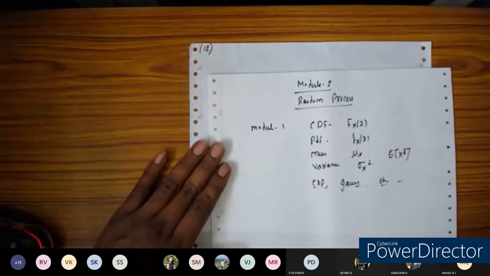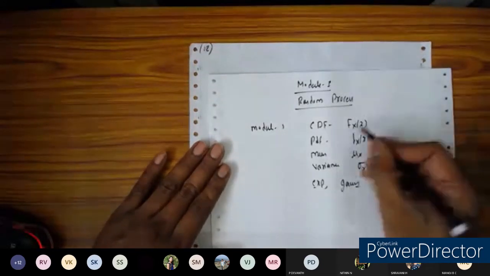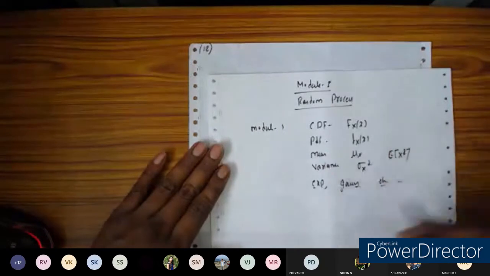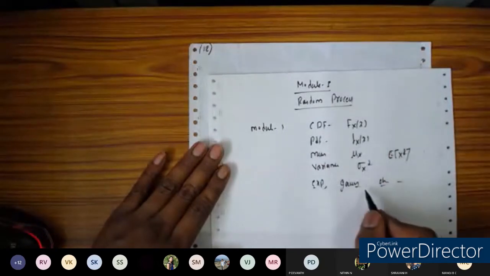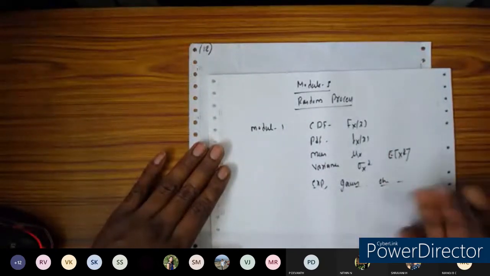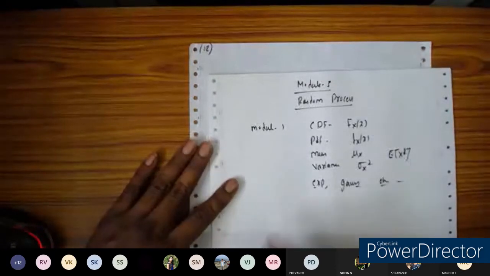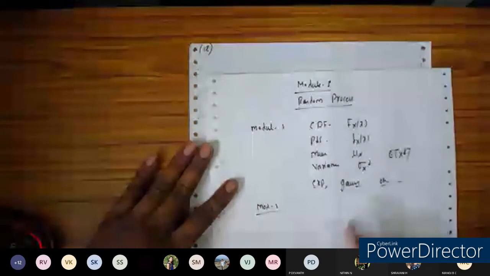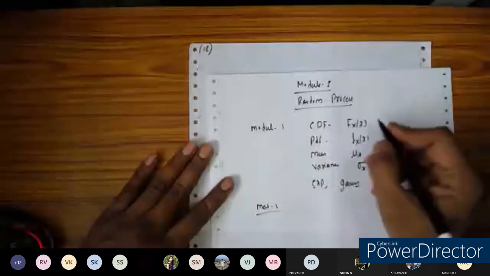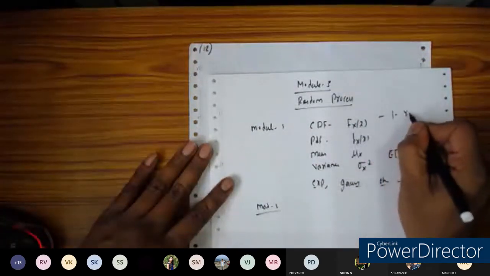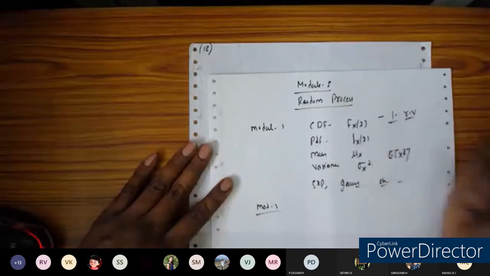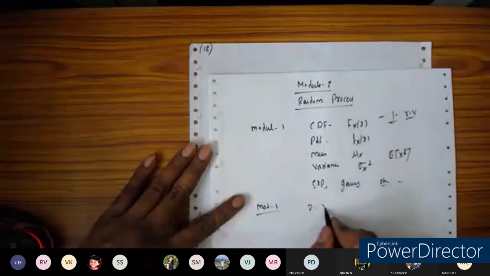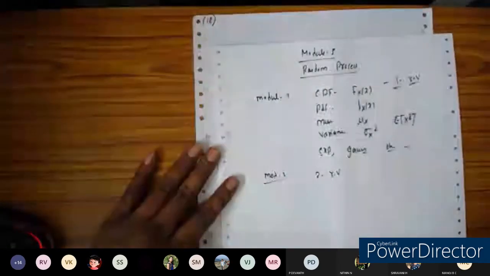Okay, so that is for the single random variable. We have seen the CDF, PDF, mean, variance, the exponential random variable, Gaussian random variable, characteristic function, and many more concepts in module 1. Similarly in module 2, we repeated the same concepts. Here we considered a single random variable, and in module 2 we considered two random variables.